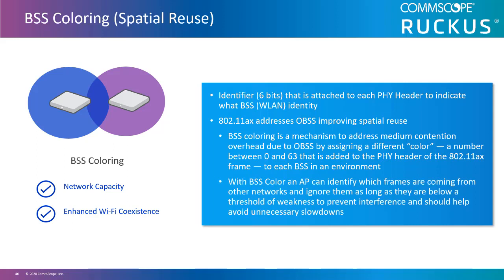802.11ax assigns a different color, or a number between 0 and 63, to each BSS in the environment, which is added to the PHY header of the 802.11ax frame. With BSS Color, an AP can identify the frames which are coming from other networks and ignore them as long as they are below a threshold of weakness, to cut down on the need of deferring transmission due to outside interference and avoid unnecessary slowdowns.